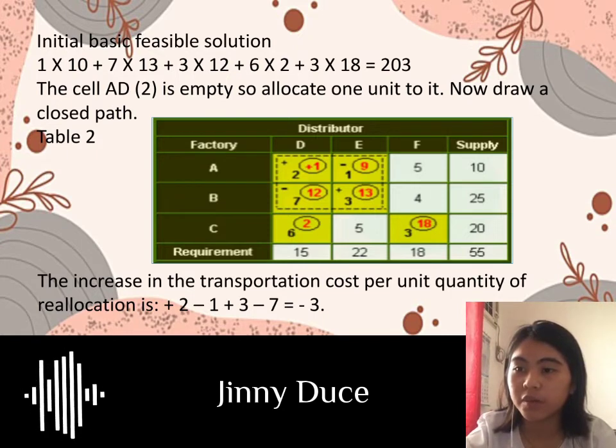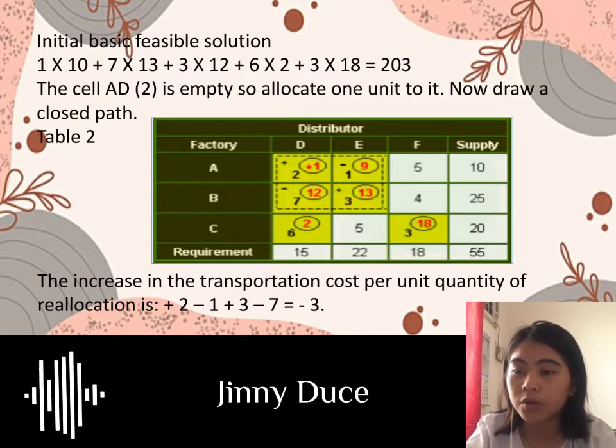Initial basic feasible solution. So, 1 times 10 plus 7 plus 13 plus 3 times 12 plus 6 times 3 times 2 plus 3 times 18 is equal to 108. The cell AD2 is empty, so allocate 1 unit to it.